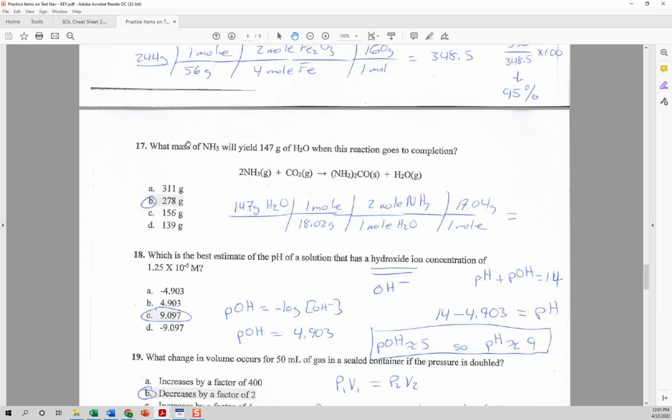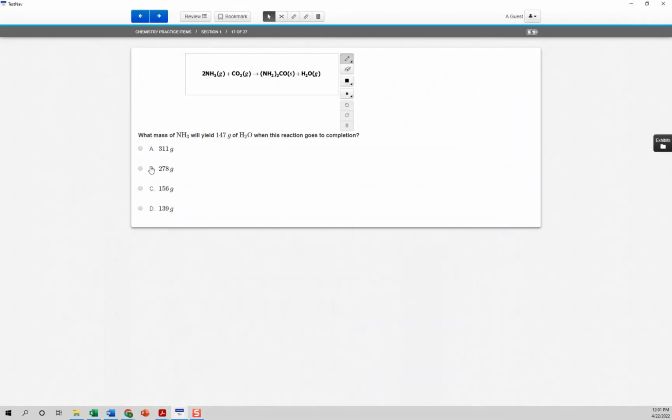And then we wanted the mass of ammonia. Right now that gives us moles of ammonia, so we have to multiply by the molar mass of ammonia. Again, we'd break out our periodic table: 1 nitrogen and 3 hydrogens have this mass. So we divide by 18.02, multiply by 2, multiply by 17, and we get around 278.